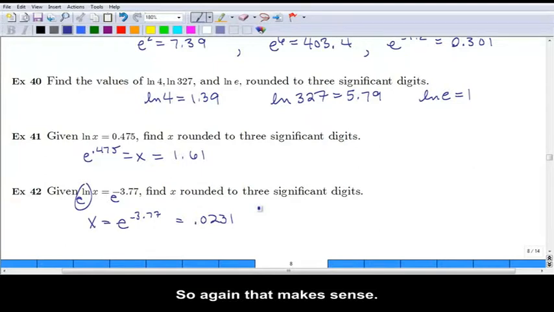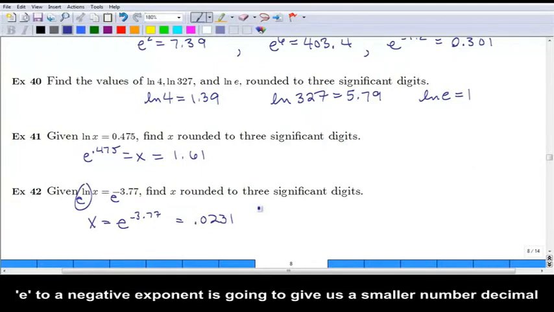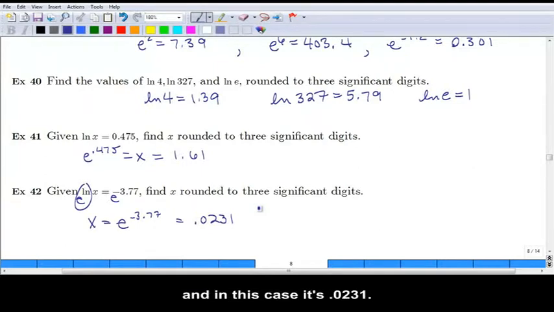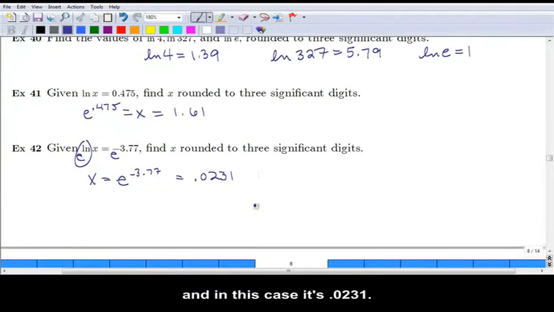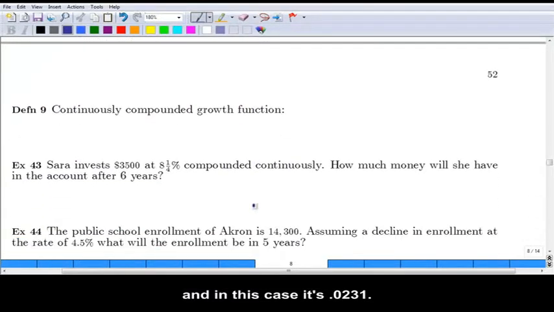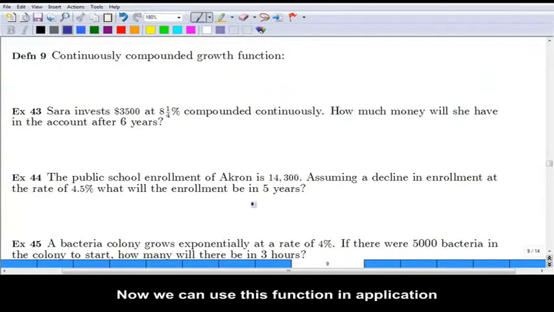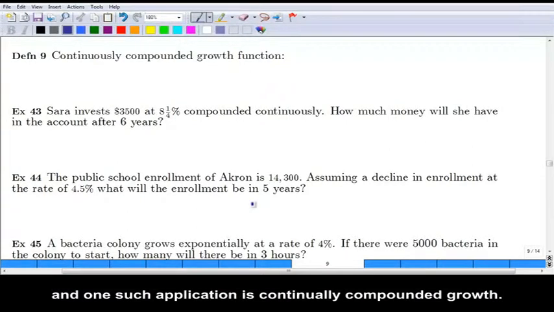So again, that makes sense. E to a negative exponent is going to give us a smaller decimal number, and in this case it's 0.0231. Now we can use this function in application, and one such application is continually compounded growth.